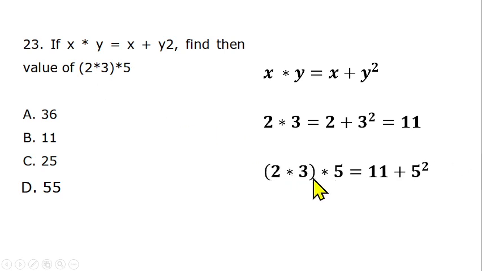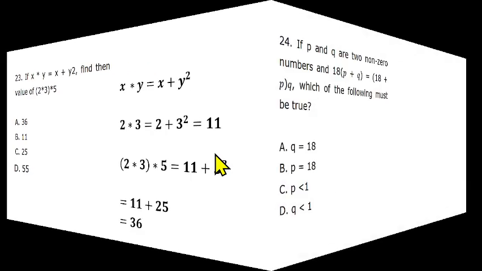So that means 2 asterisk 3 asterisk 5 will give us 11, which is standing for 2 asterisk 3, then asterisk 5. So 11 will be here to stand for our S, plus Y, which is 5. So we have 5 as Y squared. We have 5 squared here for Y. So that should give us 11 plus 25, and that should give us 36. Option B is the correct option for question number 23.